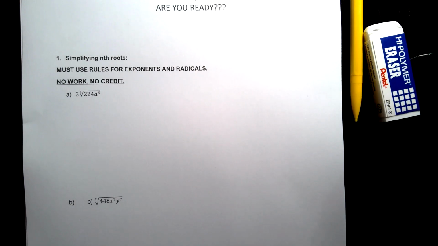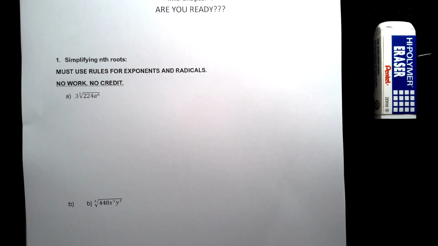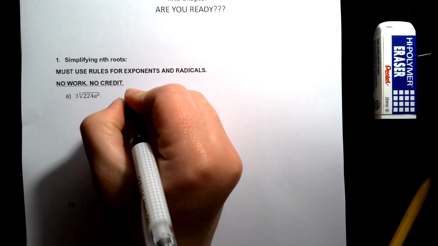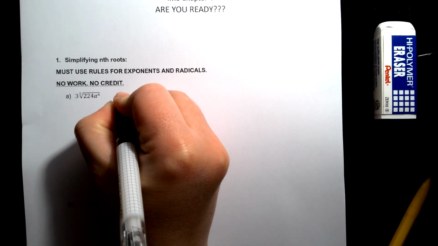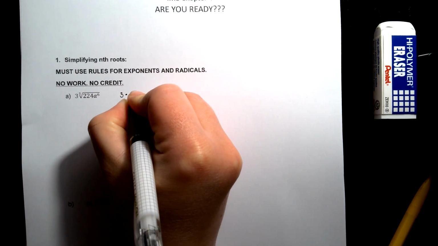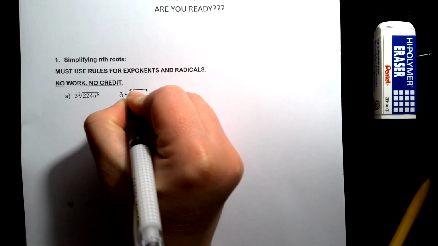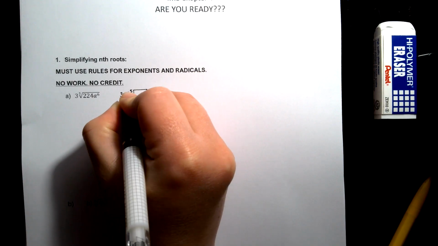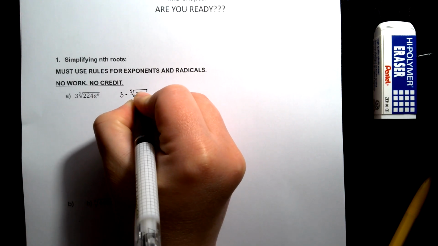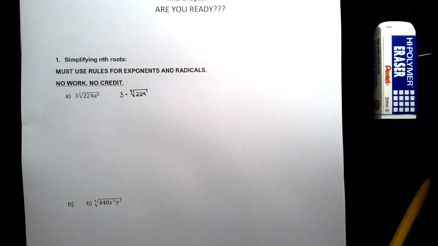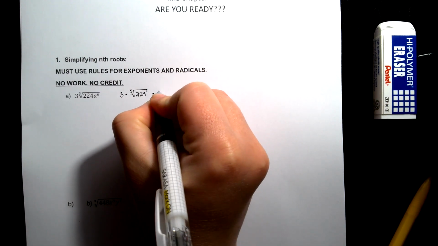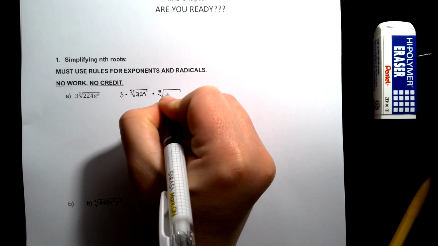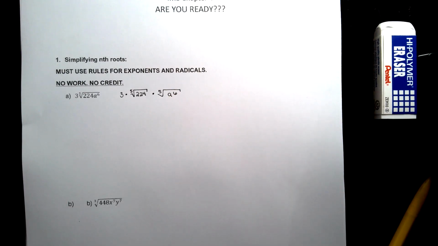In question number 1, it is asking us to simplify. When you are simplifying, the first thing you need to do is separate every single thing. When you separate these things, make sure that you are using multiplication and keeping the root and index attached. So we have the fifth root of 224 times the fifth root of a to the sixth power.